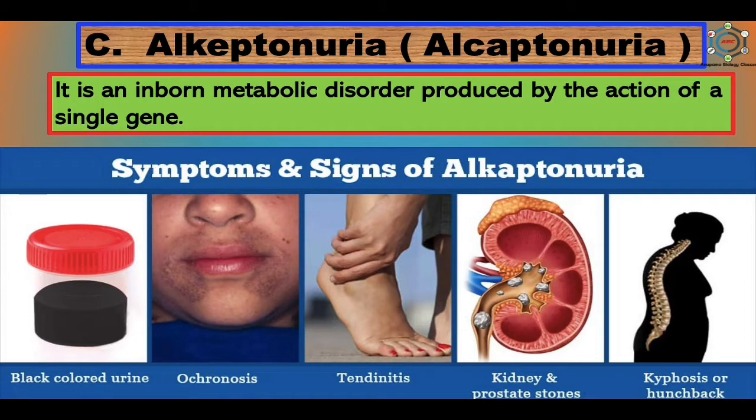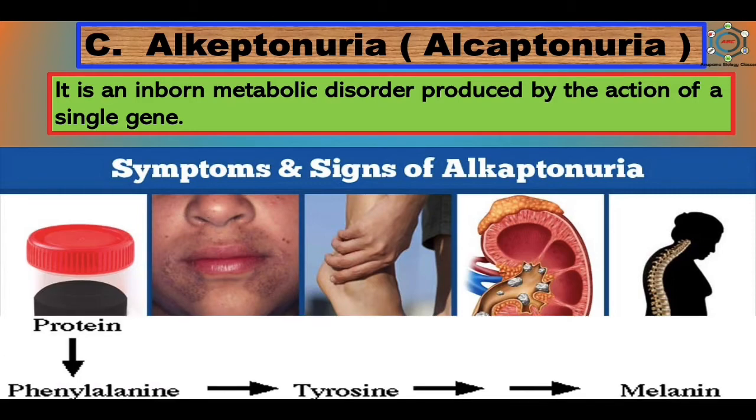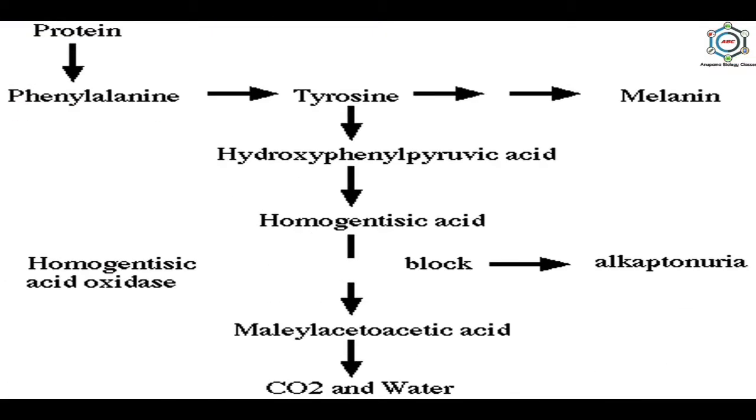Urine of an alkaptonuric person contains homogentisic acid, also called alkapton, which spontaneously combines with oxygen to form a black pigment, and this pigment slowly deposits in the cartilages of the ears and nose. It also causes mild arthritis. Now, what are the causes of alkaptonuria?